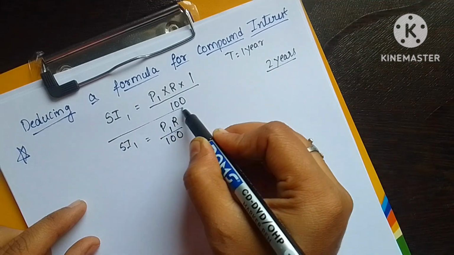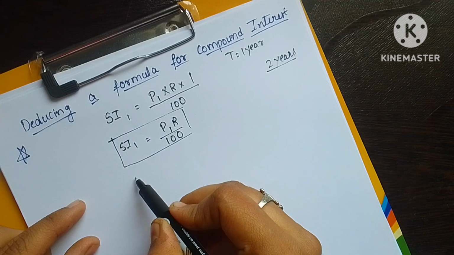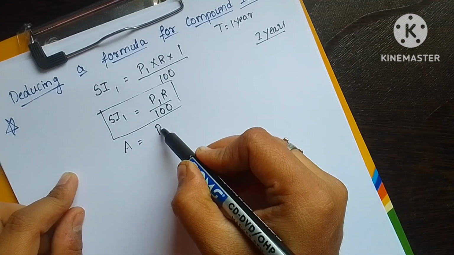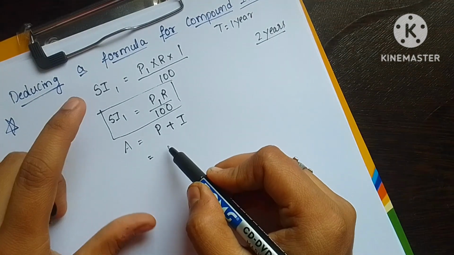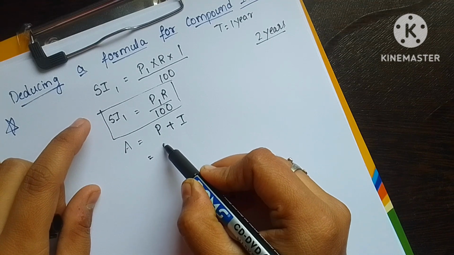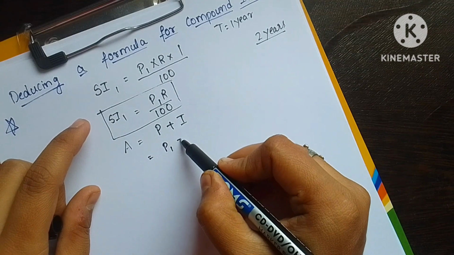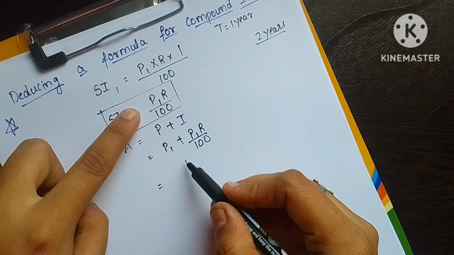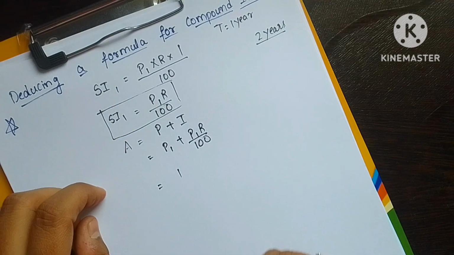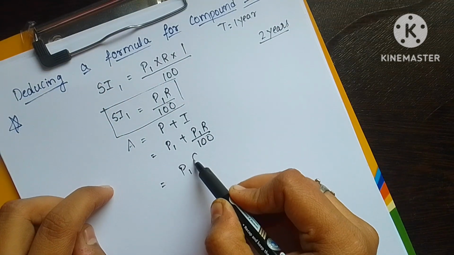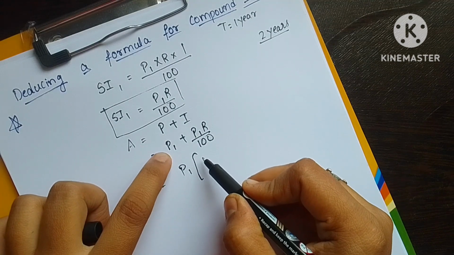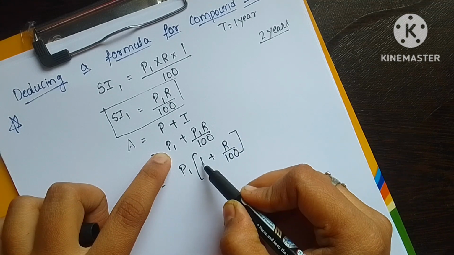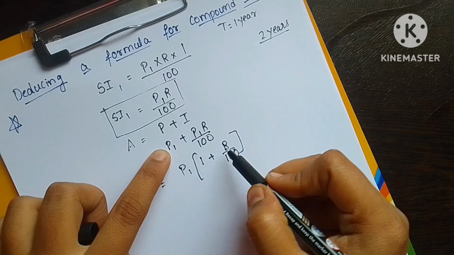Simple interest for the first year is P1 R by 100. So what is the formula for amount? Amount is equal to principal plus interest. The principal is P1 and the interest is P1 R by 100, and from this we will take out the common P1. If I take out P1 common, what is left is 1 plus R by 100. So P1 into 1 plus P1 into R by 100.